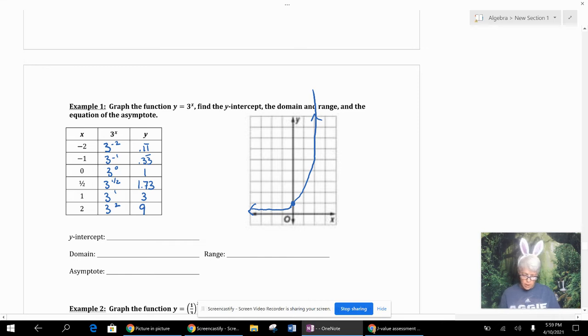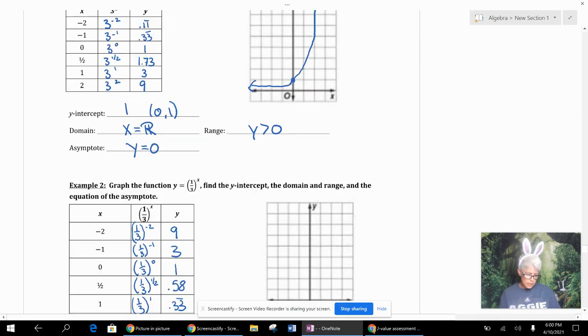We got a little off the graph. Go ahead and erase that. All right, so that's what you're looking at. Again, the y-intercept is 1, or (0, 1). The domain, x, is all real numbers. The asymptote is y equals 0, and the range is y is greater than 0. It can be that easy. Let's go to the next one.